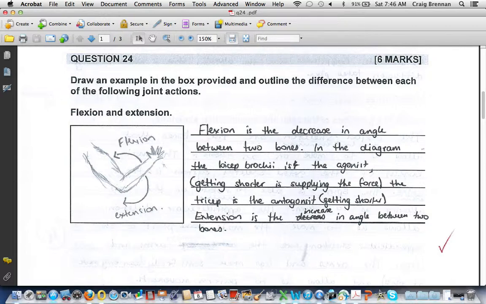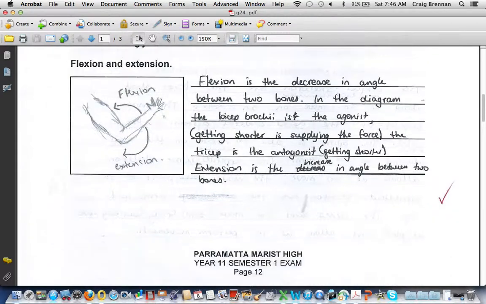So for this one, a very good drawing showing it coming up and going down. Flexion is the decrease in angle between two bones. In the diagram, the bicep brachii is the agonist, getting short and supplying the force. The tricep is the antagonist. Extension is the increase in angle between two bones. That's simple. That's an excellent answer.